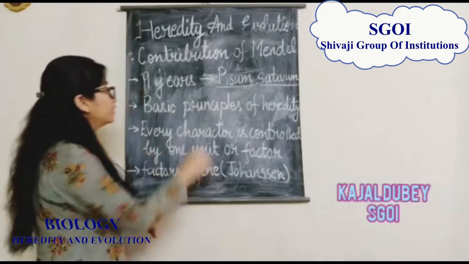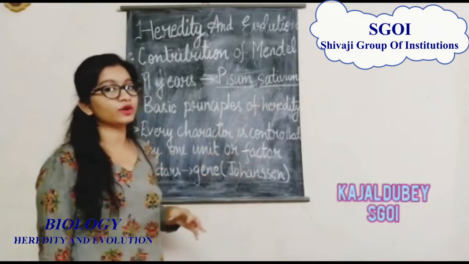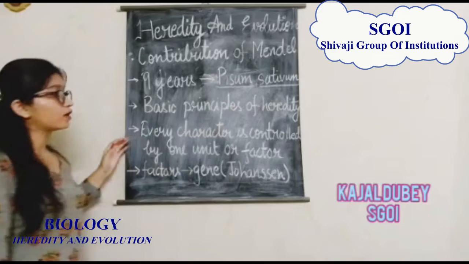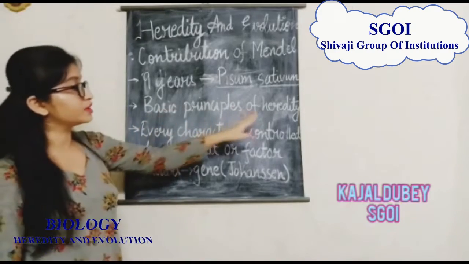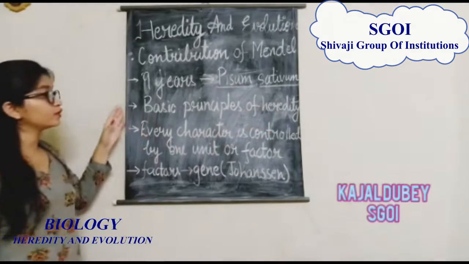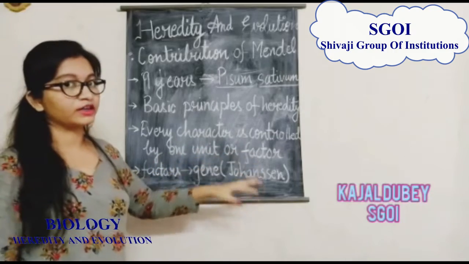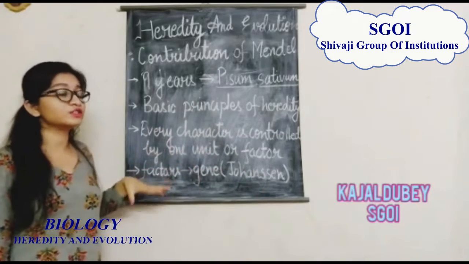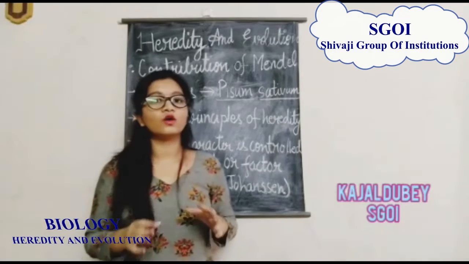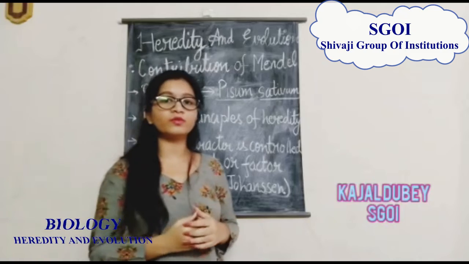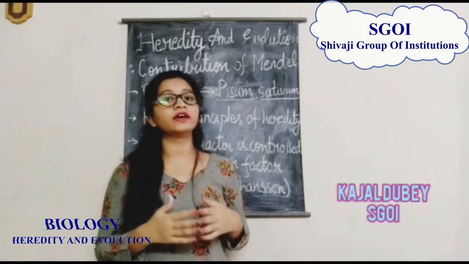Mendel worked hard for 9 years on Pisum sativum, which is commonly known as garden pea. According to his experiments, he demonstrated the basic principles of heredity, and according to these principles, every character is controlled by one unit of factor. Nowadays, this factor is known as genes. The word gene was given by Johansen. What are genes? Genes are small portions of DNA which regulate the formation of a particular character in the F1 generation.